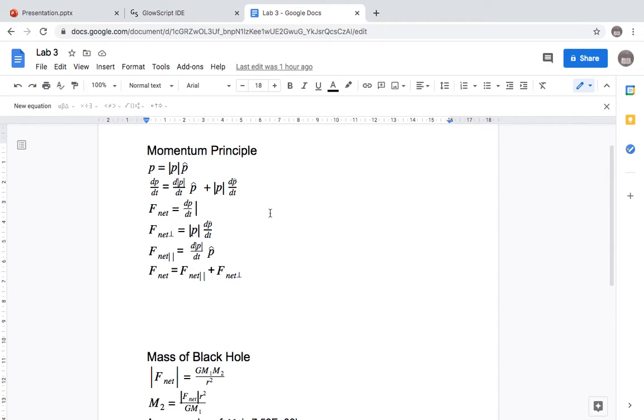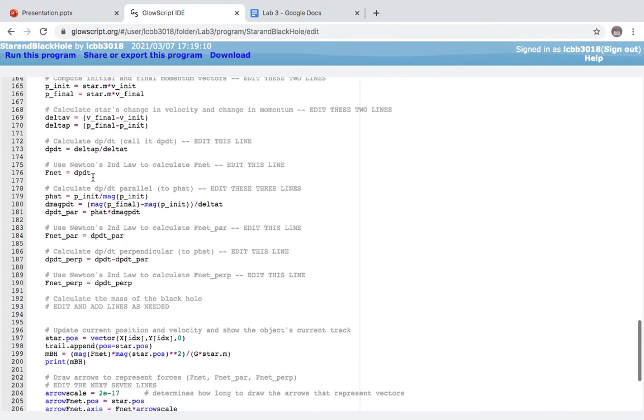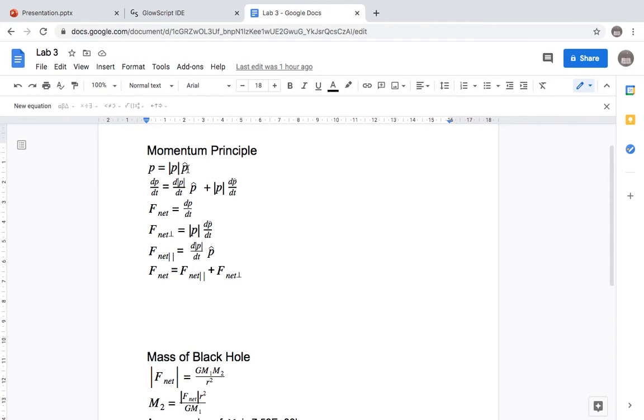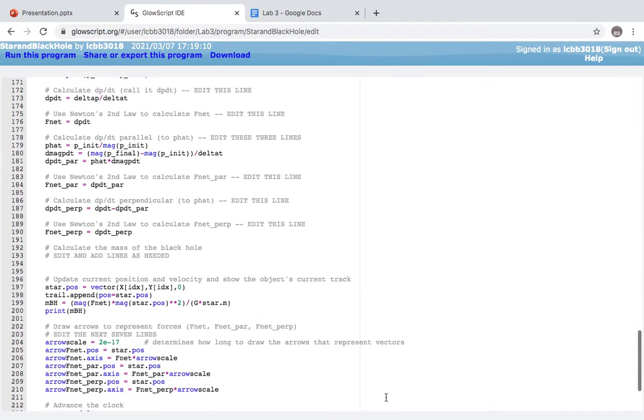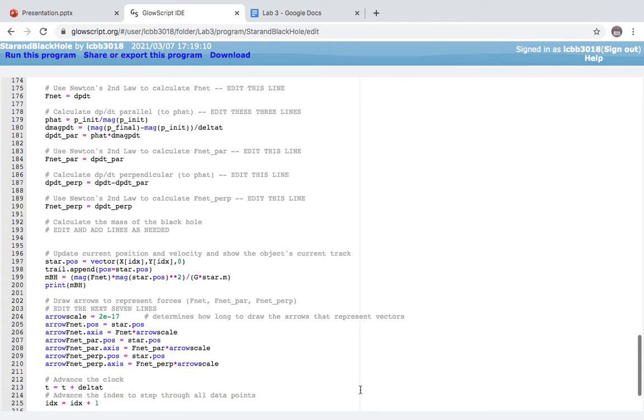Using the rate of change and value of initial momentum, we can find the value of its parallel and perpendicular components. Momentum is its magnitude times its unit vectors. So with some calculus, the formula for rate of change in momentum is found, revealing how to find the values of the components. With these formulas put into the code, the simulation will be able to depict the arrows pointing in the directions of the F-nets, the F-net parallel, and the F-net perpendicular.